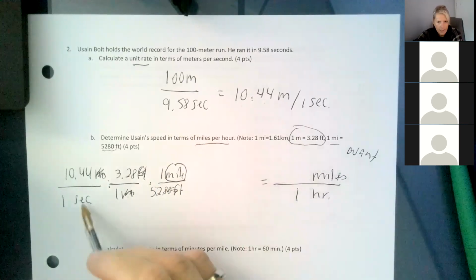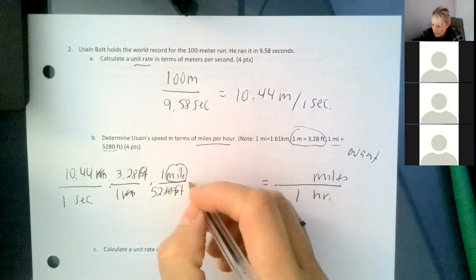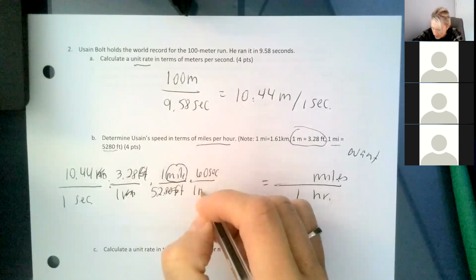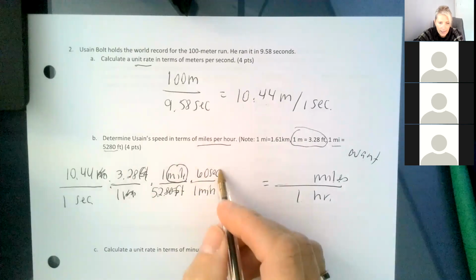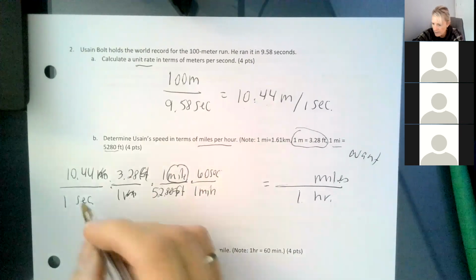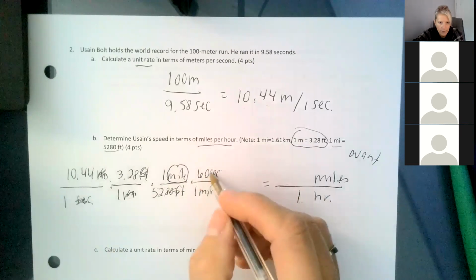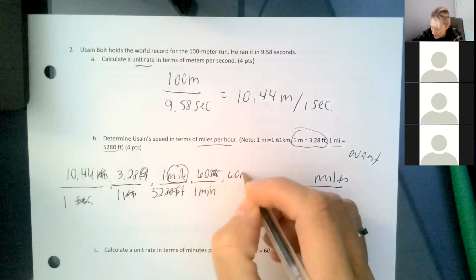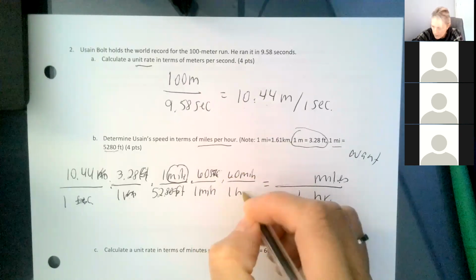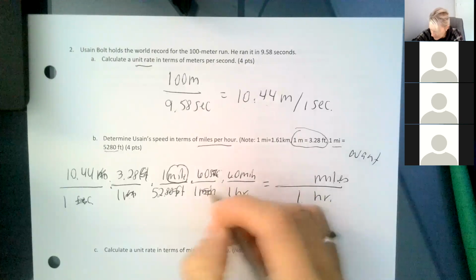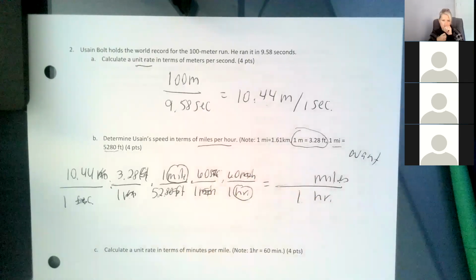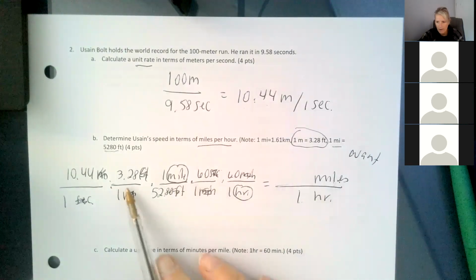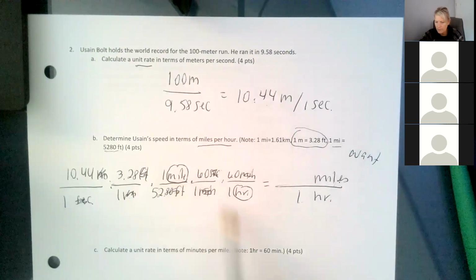Now I have to get my seconds into hours. So I know there are 60 seconds in 1 minute, and I have to put my 60 seconds on top to cancel out with my seconds that are on the bottom in the exchange that I was given. And then I have to exchange 60 minutes for 1 hour. And then my minutes are canceled and I'm going to circle hours. So in the end, what I want over here should be what I've circled over on the left. And it is. I circled miles and I circled hours.